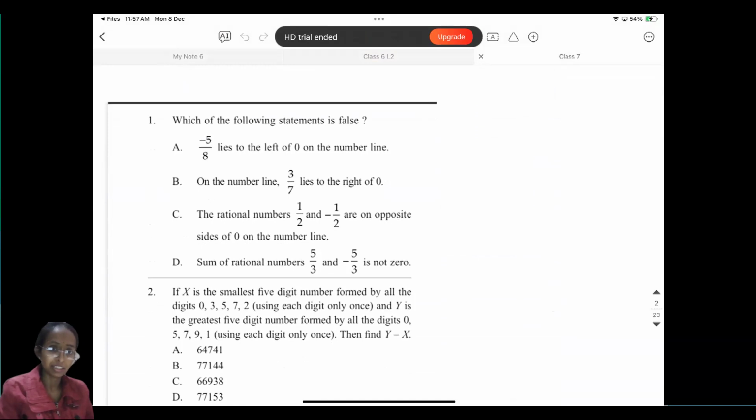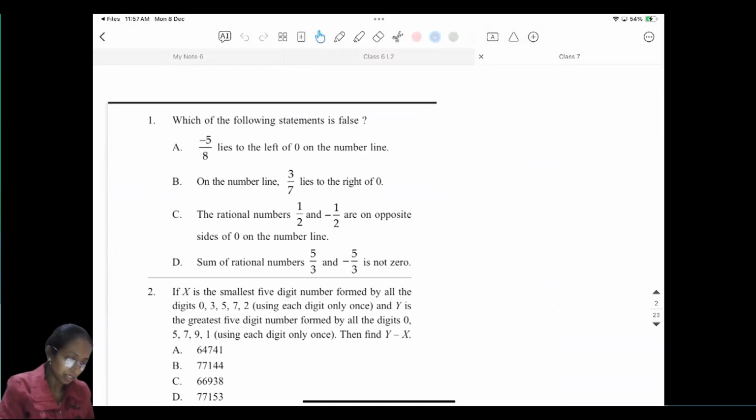Minus 5 by 8 lies to the left of 0 on a number line. Yes, it is a negative number, so it will lie on the left of 0. On the number line, 3 by 7 lies right of 0. So this one is again correct. This is also true. Now, the rational numbers 1 by 2 and minus 1 by 2 are on opposite sides of the 0. Yes, the negative number is on the left and the positive number is on the right.